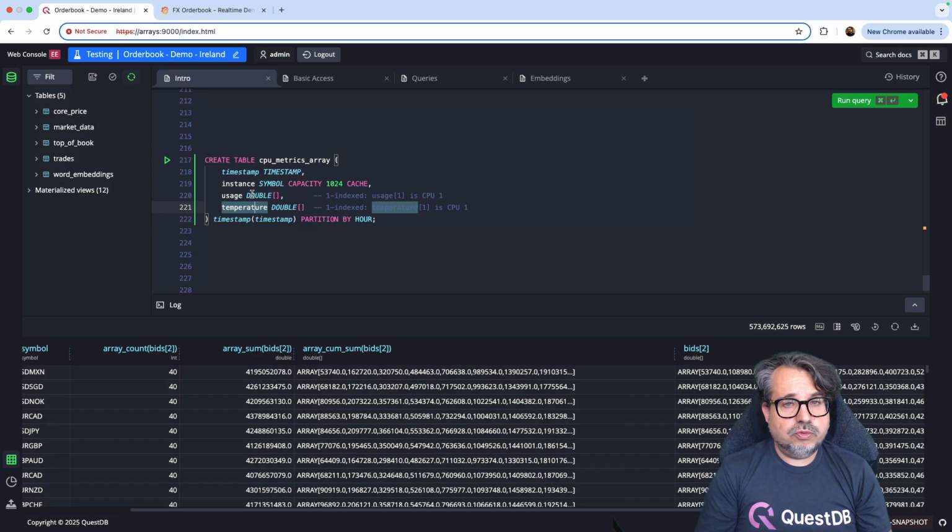Before I go into how you work with arrays in more detail, I want to show you first how to ingest data into arrays.